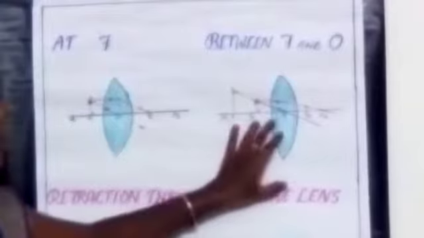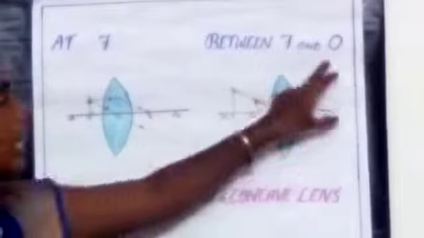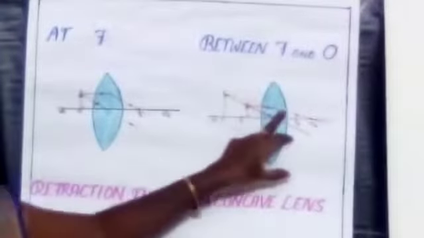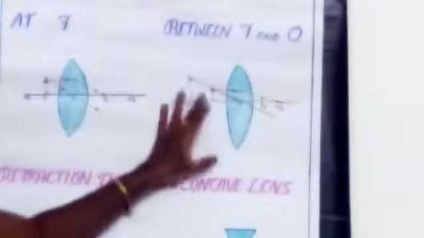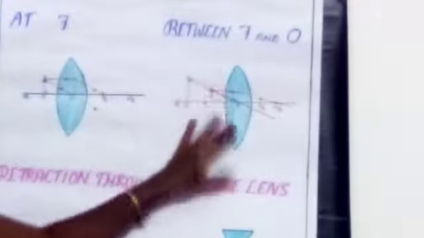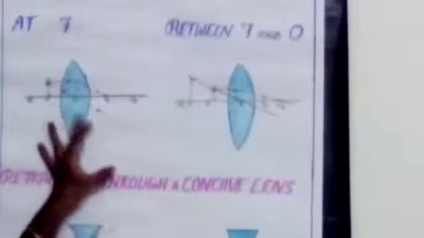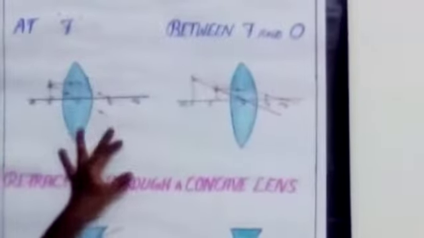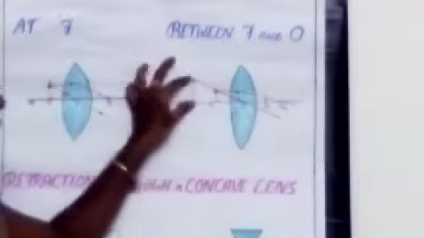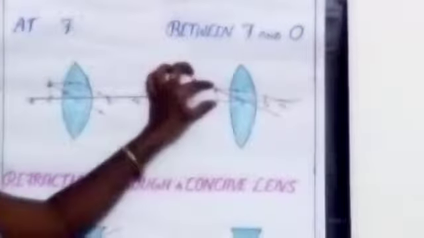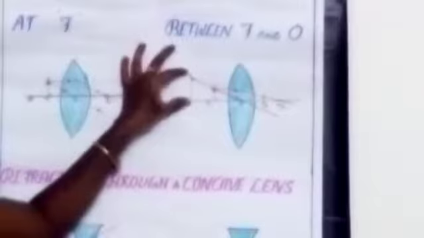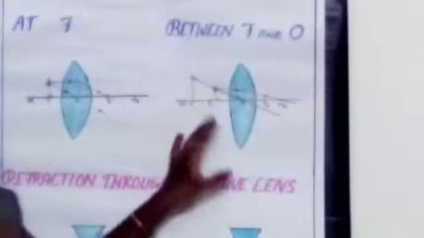The last one, if you place the object between the focus and the lens, we get the image on the same side of the object, and this image is bigger than the object. It is a virtual image. In this case alone it is a virtual image. In the remaining five cases, what type of image is it? It is a real image, real and inverted. Here it is a virtual and erect image. Okay, have you all understood?